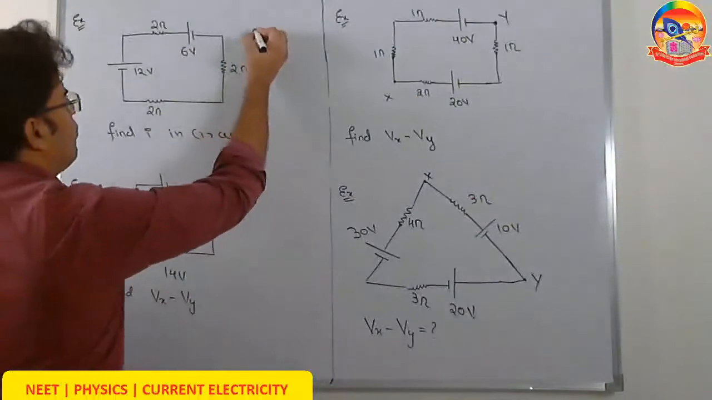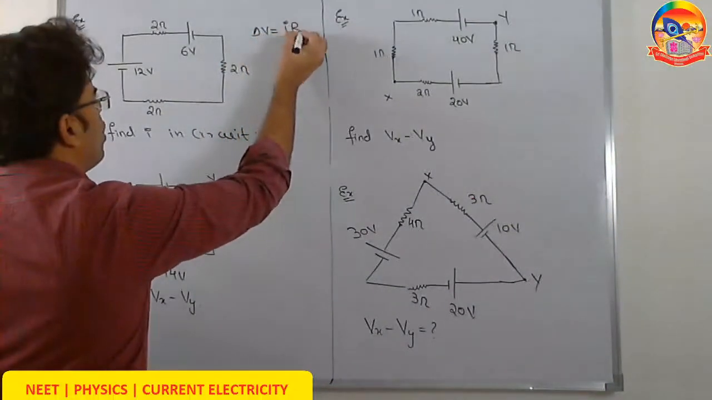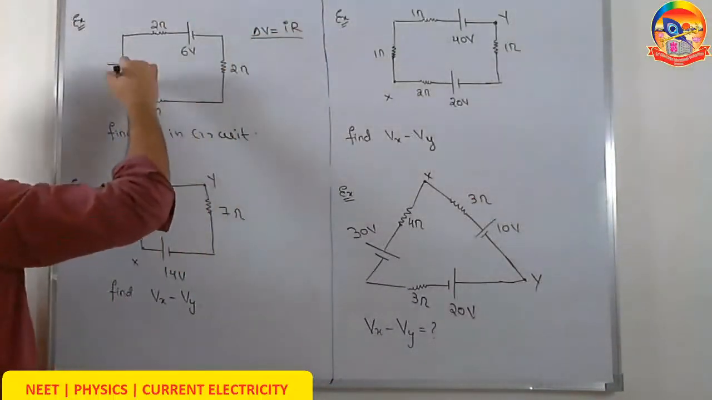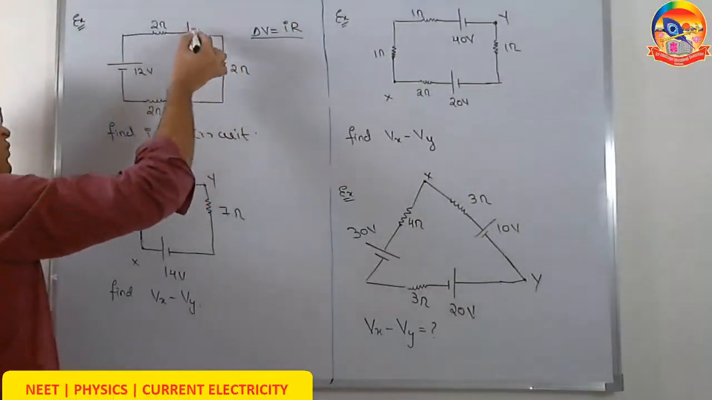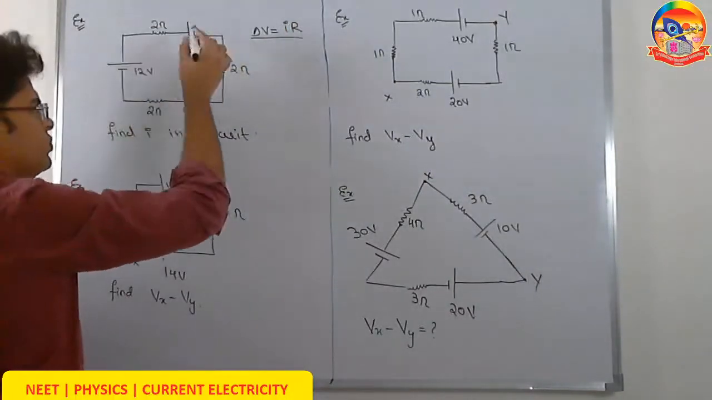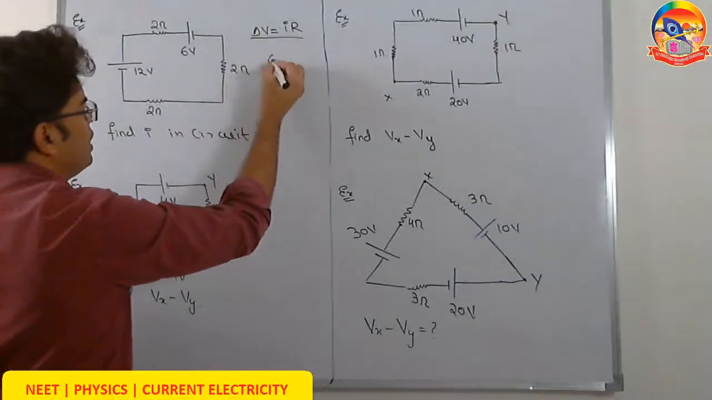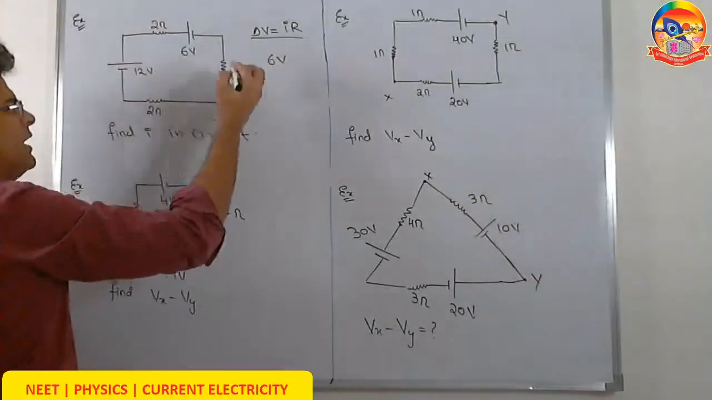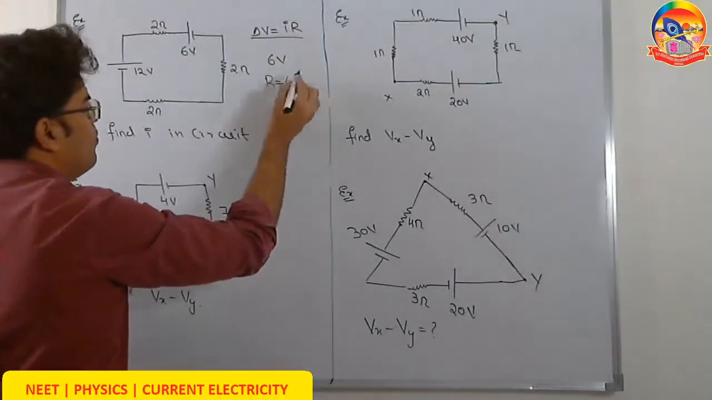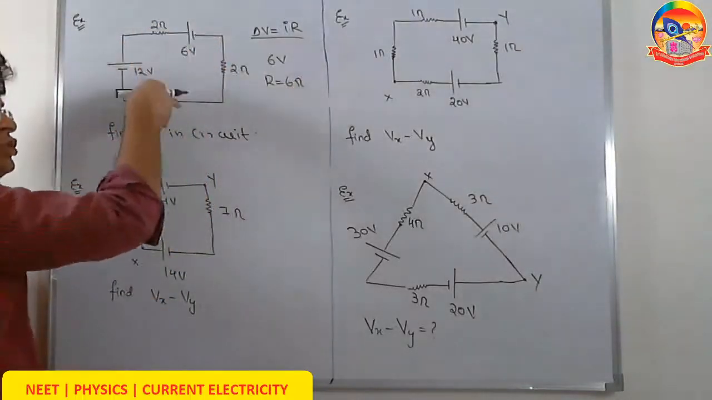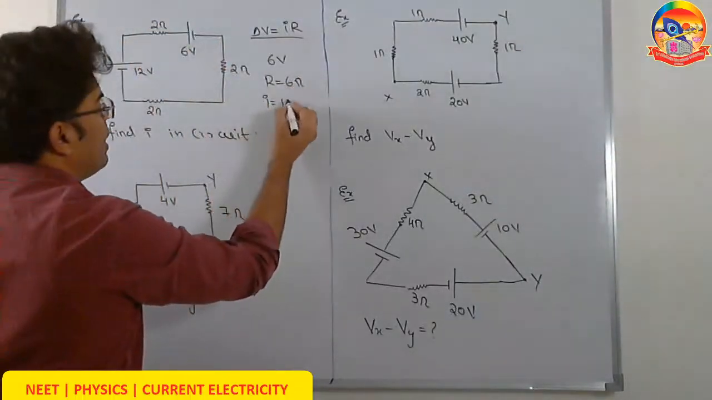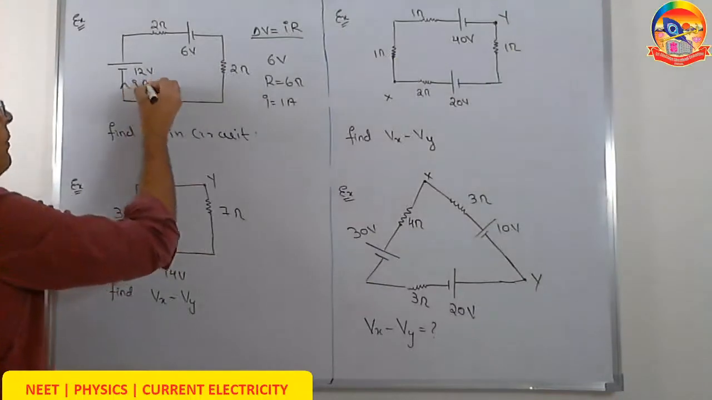We know that potential drop equals I into R. For this whole loop, this 12 volt wants to drive current clockwise, 6 volt wants to drive anti-clockwise, 12 volt wins. So the overall EMF of the circuit is 6 volt. The overall resistance in the circuit is 6 ohm, because all three are in series, 2 plus 2 plus 2. So the current has to be 1 ampere clockwise.